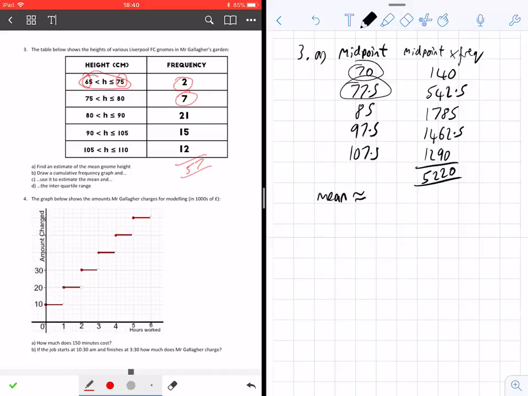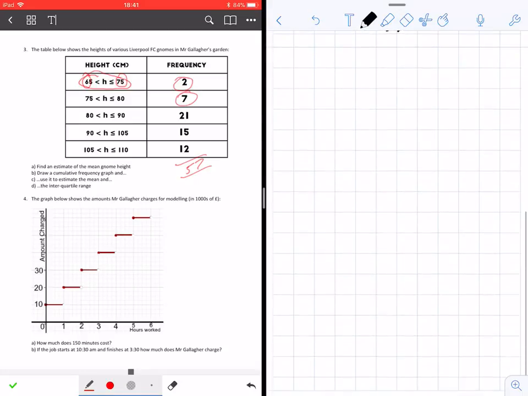So my estimate of the mean then becomes 5220 divided by 57, which is 91.58. I'm going to make sure I include units, and because I've rounded, I'm going to say how I've rounded that. It doesn't say in the question, so we just have to choose some sensible bit of rounding.